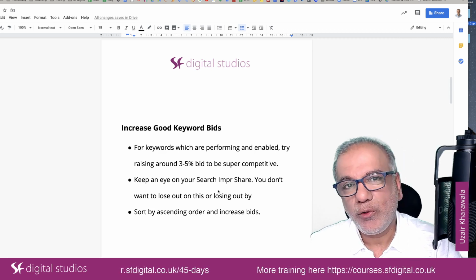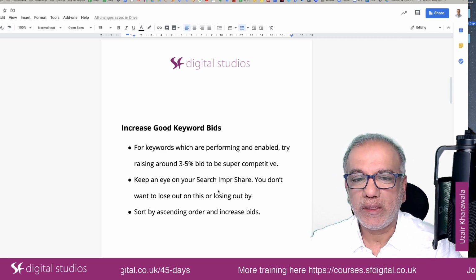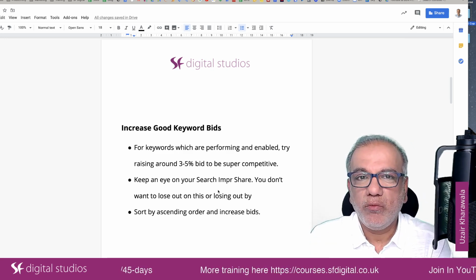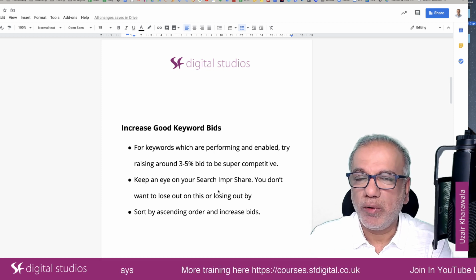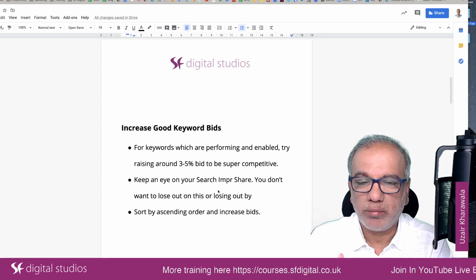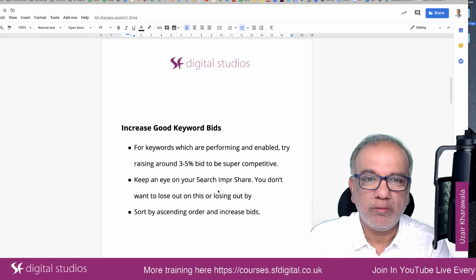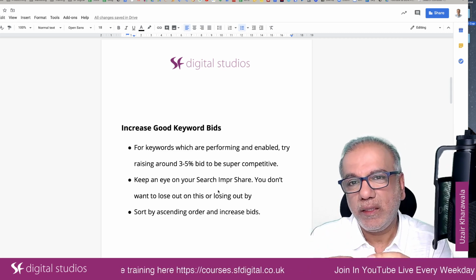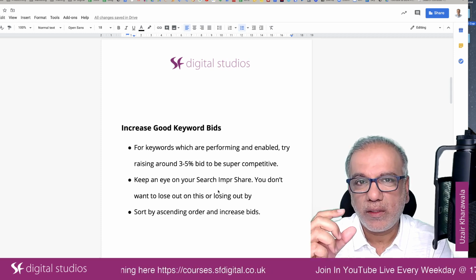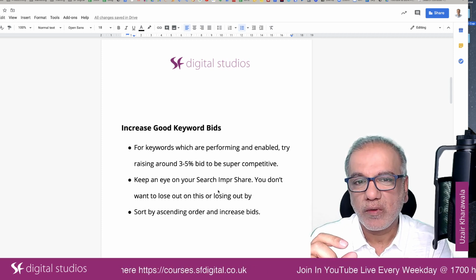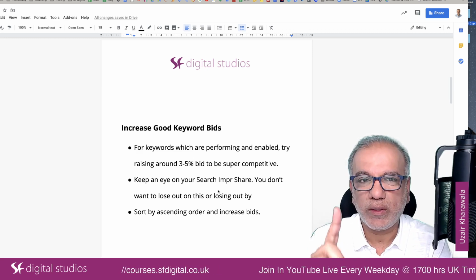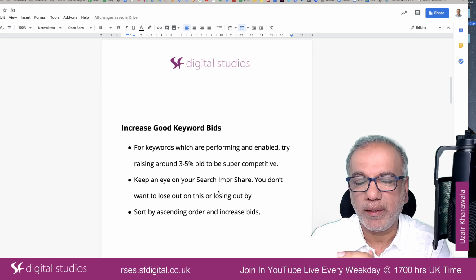So let's say your cost per acquisition is $50, and the good keywords which are converting and performing very well, you are getting an average price of about, let's say, $35. So then you know that you've got scope to increase the bid. And increasing the bid does not necessarily mean that Google is going to charge you more. Google is only going to charge you 1 cent more than the second best competitor you have.